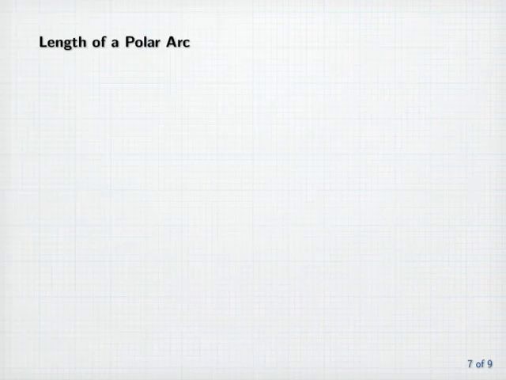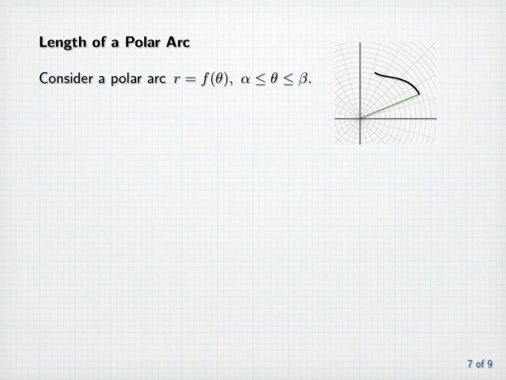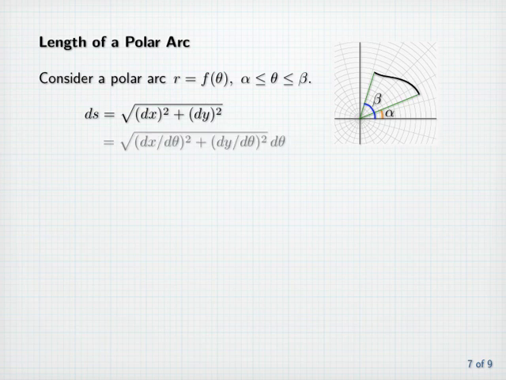Length of a polar arc. Consider a polar arc, r equals f of theta, where theta is between alpha and beta. Recall that the general form of the arc length formula is ds equal to the square root of dx squared plus dy squared. If we divide by d theta squared under the radical and multiply by d theta outside the radical, this becomes the square root of dx d theta squared plus dy d theta squared all times d theta.